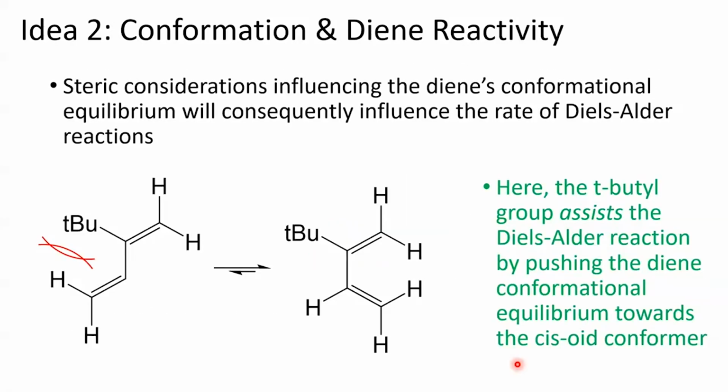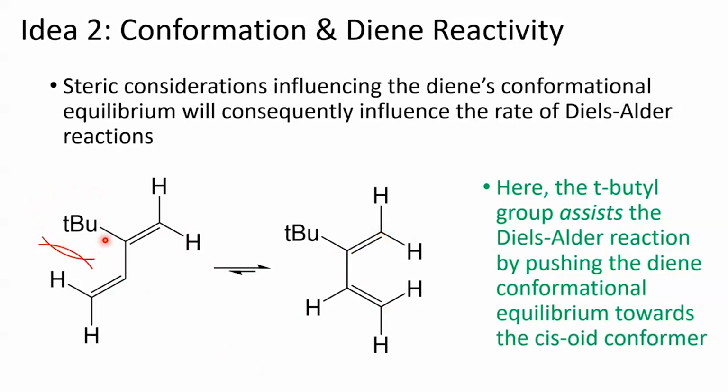And indeed, we can take this idea a little bit further by considering steric considerations of our 1,3-diene species. Here we have our 1,3-butadiene, but we have a large, bulky tert-butyl group in the 2 position. As I mentioned before, this is in a conformational equilibrium, meaning it is swapping between this open form and this closed cissoid form over here.